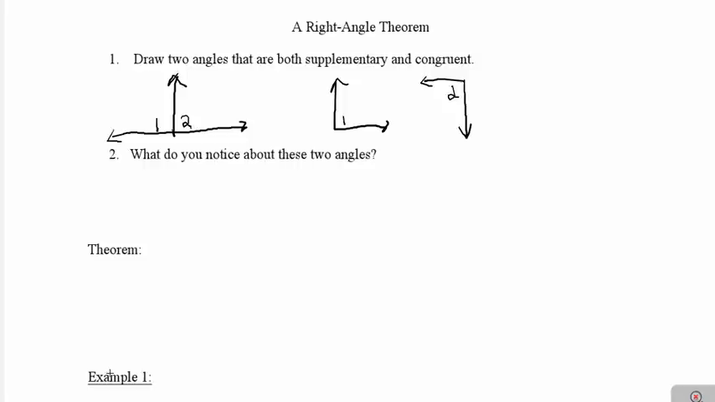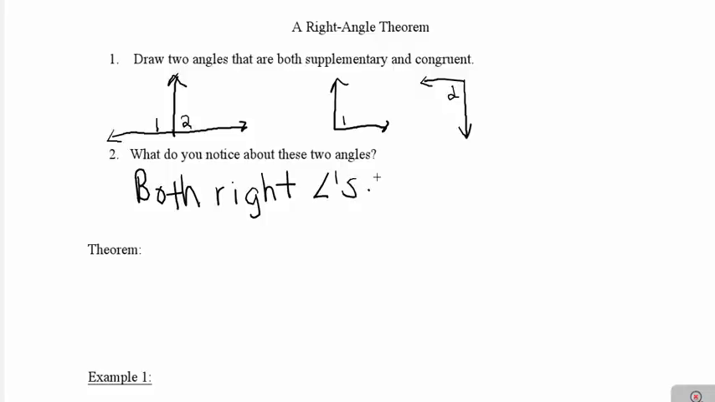Okay, so here are two examples of diagrams you could have drawn for number 1, when it says draw two angles that are both supplementary and congruent. So hopefully what you noticed about your two angles is that they both have to be right angles. So in order for two angles to be both supplementary, so add to 180 degrees, and be congruent, they have to be right angles.